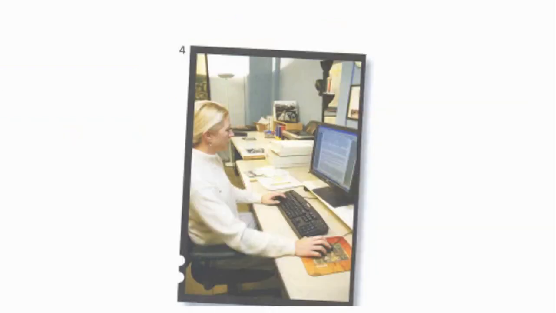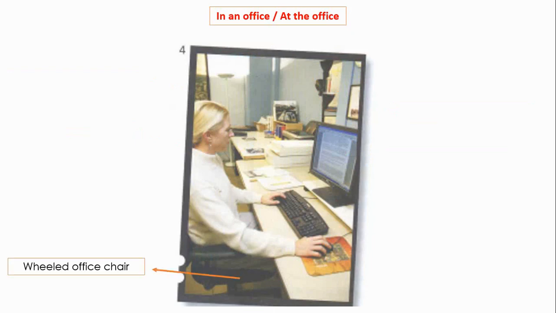And now, picture 4 for finishing this part. This lady is in an office or at the office. In this office, there is a wheeled office chair. Can you say that after me? Wheeled office chair. This wheeled office chair has an armrest. So, are you sitting right now on a chair that has armrests or not?